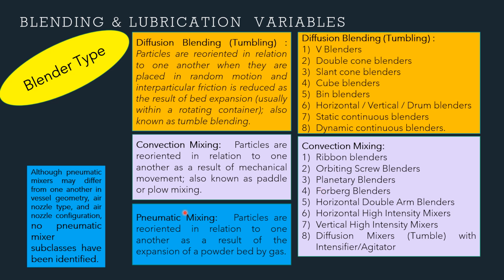The third type of blender is pneumatic mixing. Particles are reoriented in relation to one another as a result of the expansion of the powder bed by gas. It is less commonly used in the solid oral industry, though this is also a type of mixing. So in conclusion, use the same blender type, or at least the same blending principle, at the lab scale and the pilot and pivotal scale.